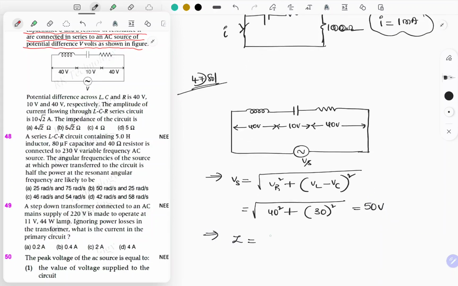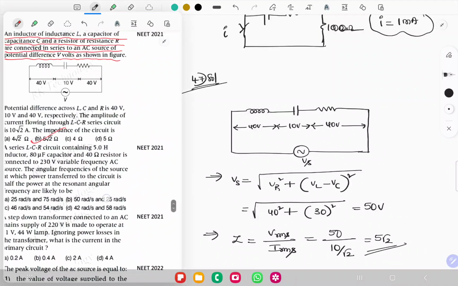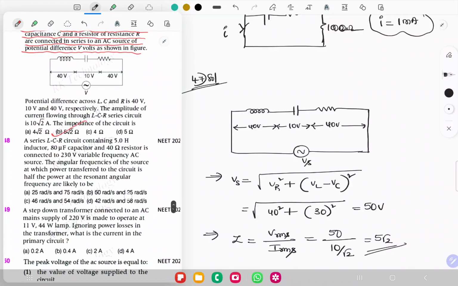They gave the RMS value of current. I need impedance. Impedance is equal to Vrms divided by Irms. Vrms is 50. Irms is 10 by root 2, which gives 5 root 2. So that's the answer. Option B is the suitable answer. Understood? This is a 2021 NEET question.